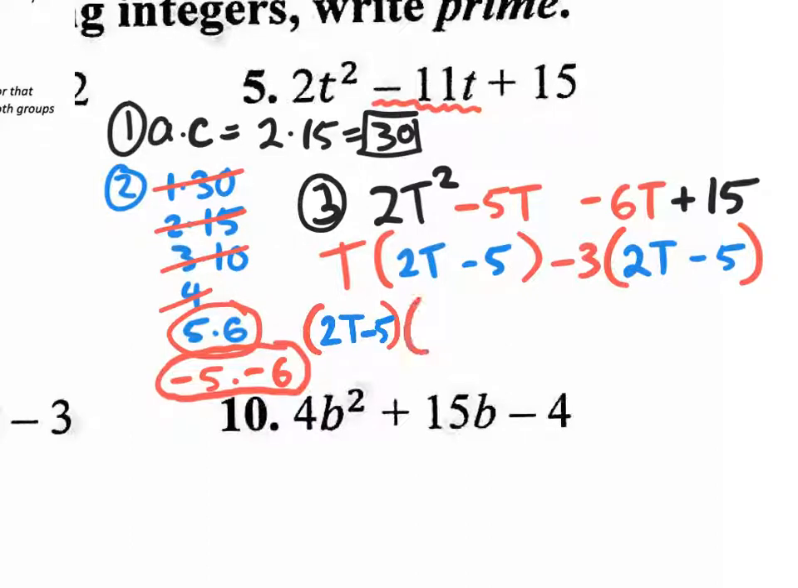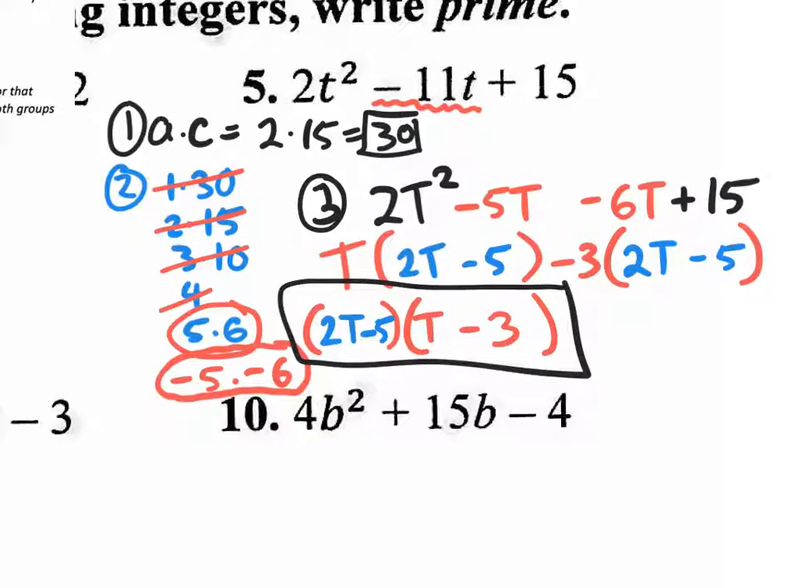And what would we have left? I'm not going to do exaggerated parentheses. I'm just going to bring down the t minus 3. And that's the correct factored form right there for number 5.